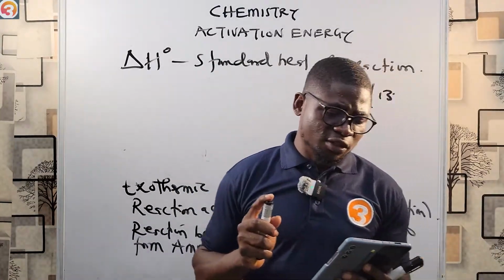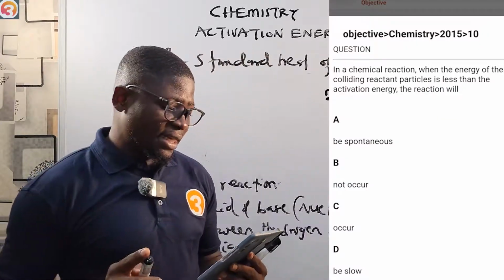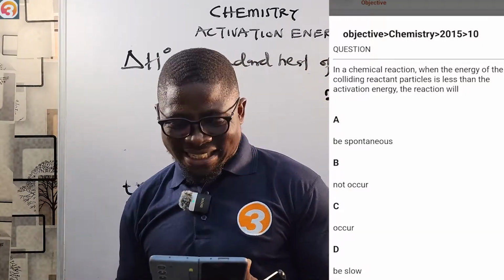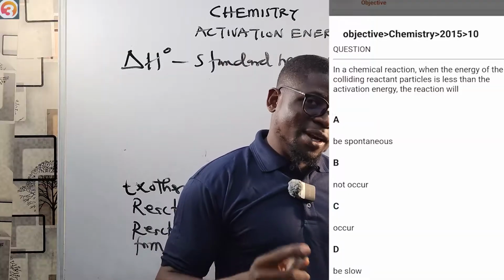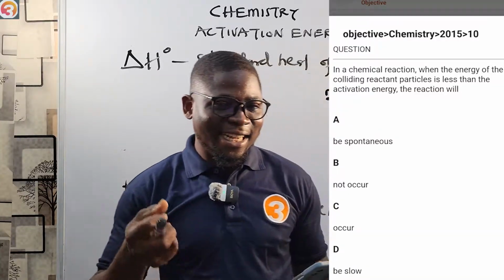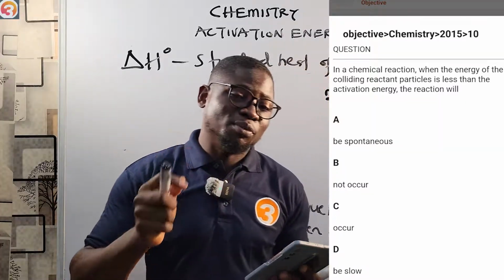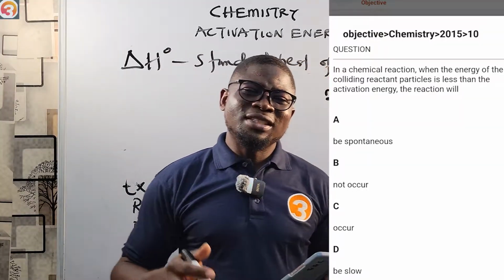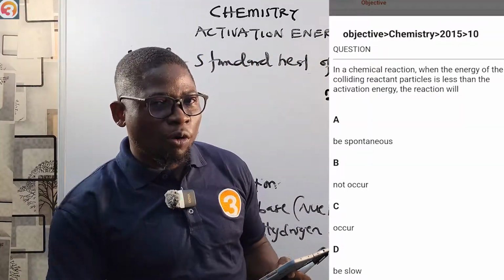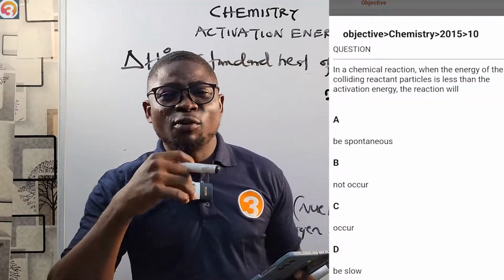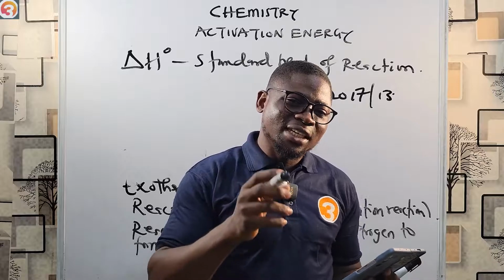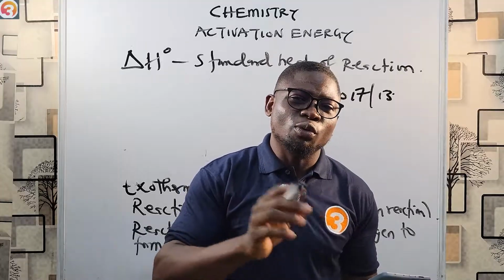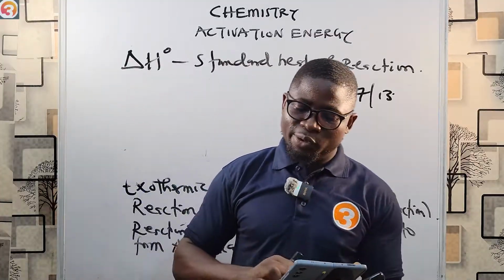Now, this is a 2015 question, number 10. They say, in a chemical reaction, when the energy of colliding reactant particles is less than the activation energy, the reaction will A, be spontaneous. B, not occur. C, occur. D, be slow. When we say the activation energy is the energy barrier that must be overcome by colliding particles before they can form a product, it means that if the energy generated by the colliding particles is less than the activation energy, that reaction will not occur. So our correct answer will be option B.